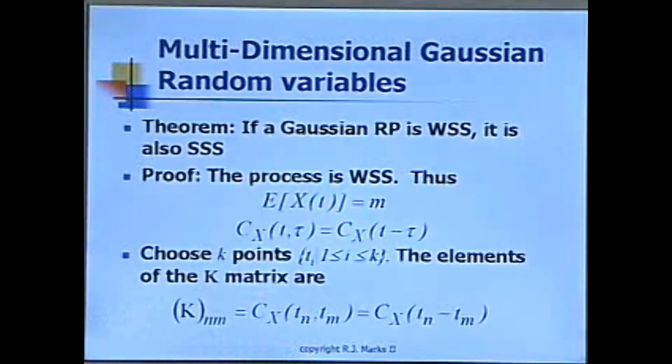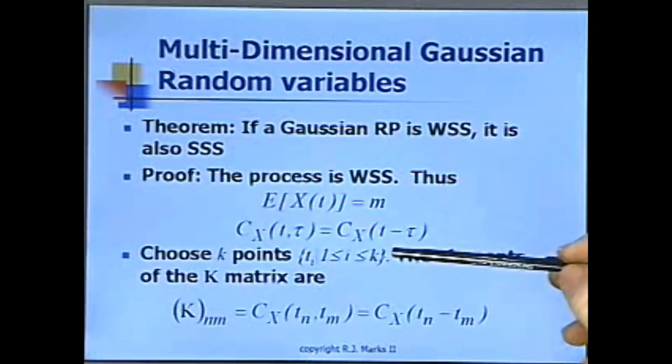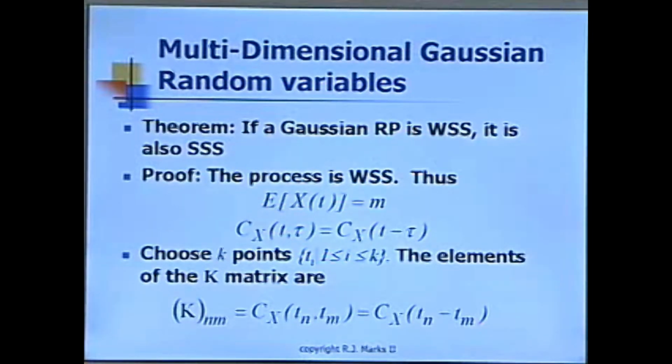So what we're going to do is we're going to choose k points. Remember what we have to do with those k points? We have to show that the density function of those k points is independent with respect to the shift. So we're going to use these two products and the fact that the underlying random variable x is Gaussian in order to show that these k points have a density function which doesn't shift.